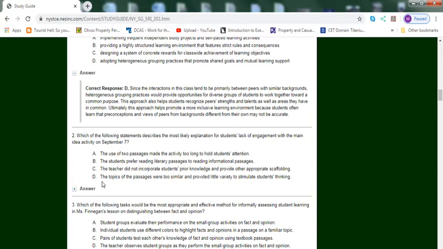B. The students preferred reading literacy passages to reading informational passages. C. The teacher did not incorporate students' prior knowledge or provide other appropriate scaffolding. D. The topics of the passages were too similar and provided little variety to stimulate students' thinking.